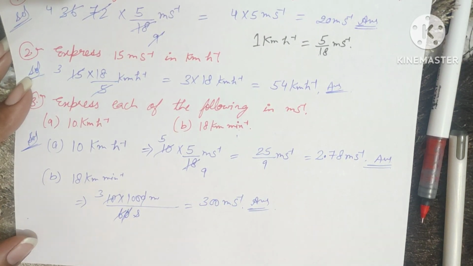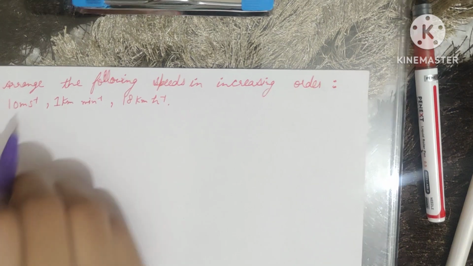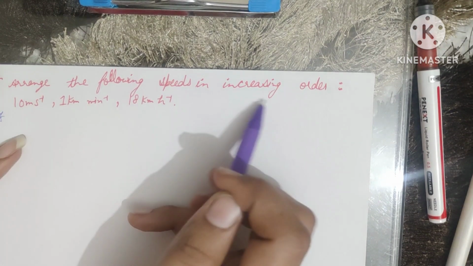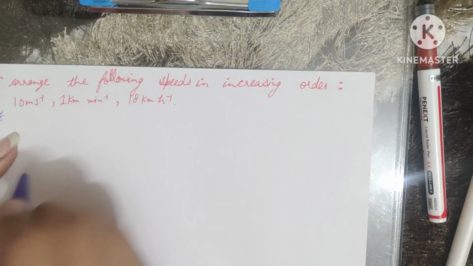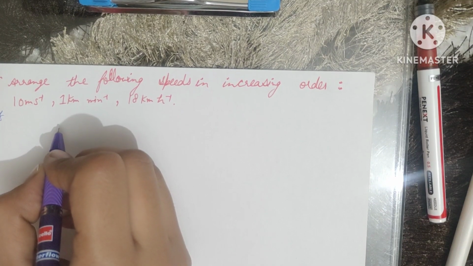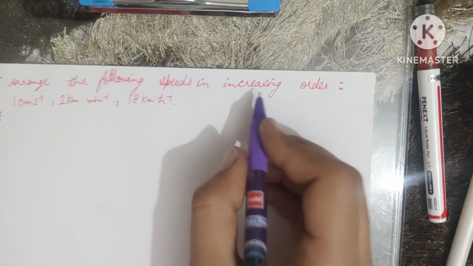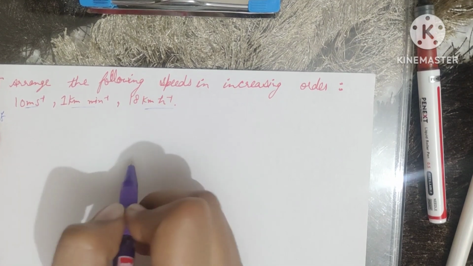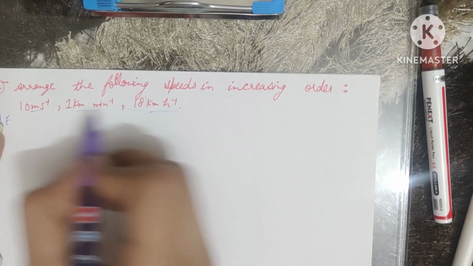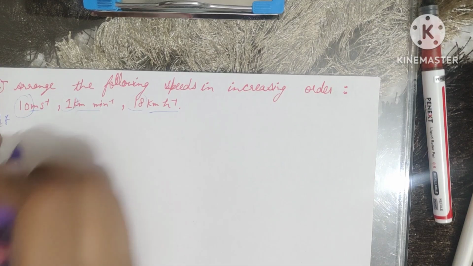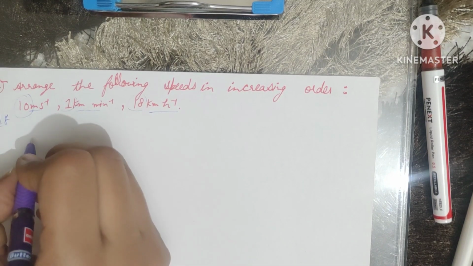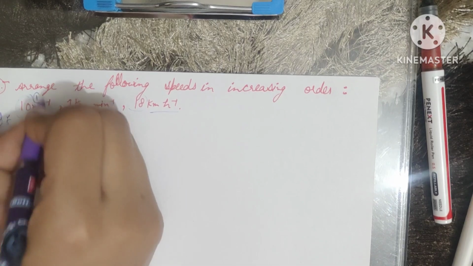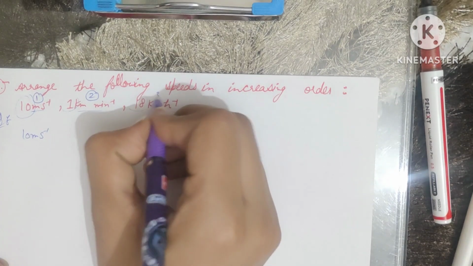Now question number 4. The question is to arrange the following speeds in the increasing order. 3 speeds are given to us. Firstly, for comparing these, for arranging into the increasing order, we need to make the units of these 3 the same. Then only will we compare the numerical values with each other. So for this, we are keeping the meter per second as it is. This is my first value, second value and the third value.